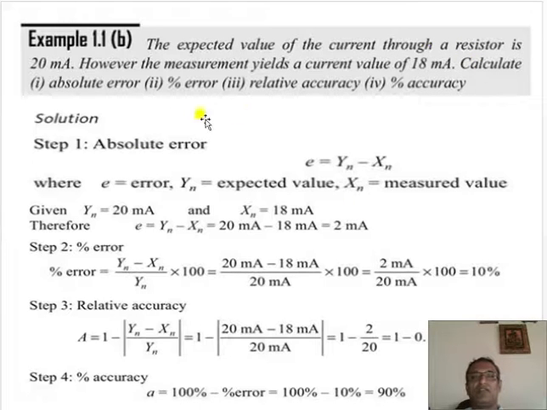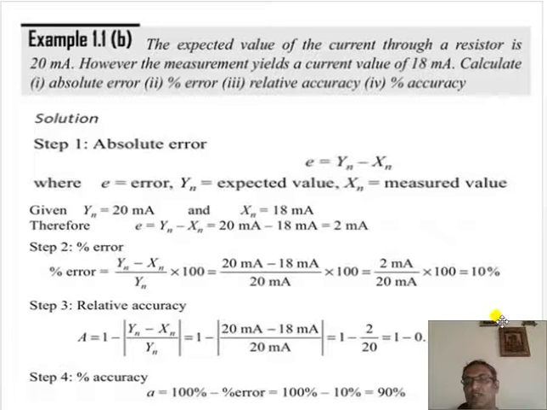Next, we have to calculate the error. The absolute value of the error is 2 milliamperes, and the percentage error equation is given by (Y of n minus X of n) divided by Y of n, times 100 percent, and the value we get is 10%. Similarly, the relative accuracy is given by A is equal to 1 minus the magnitude of (Y of n minus X of n) divided by Y of n, which is 1 minus the magnitude of (20 milliamperes minus 18 milliamperes) divided by 20 milliamperes, that is 1 minus 2 divided by 20.